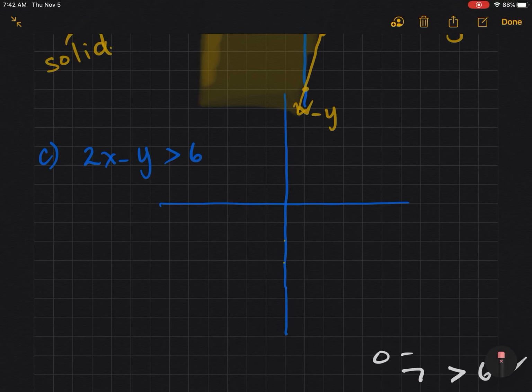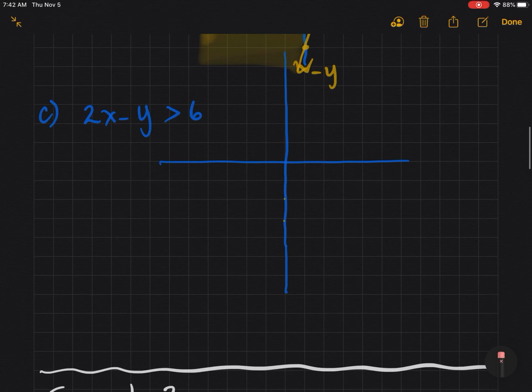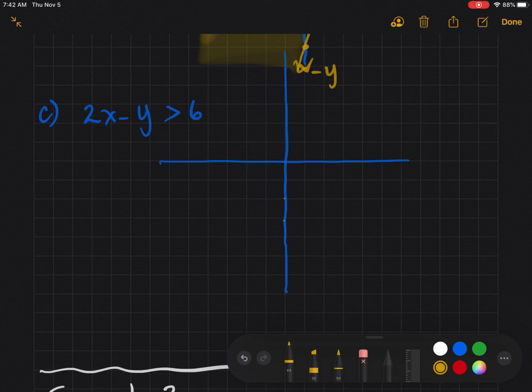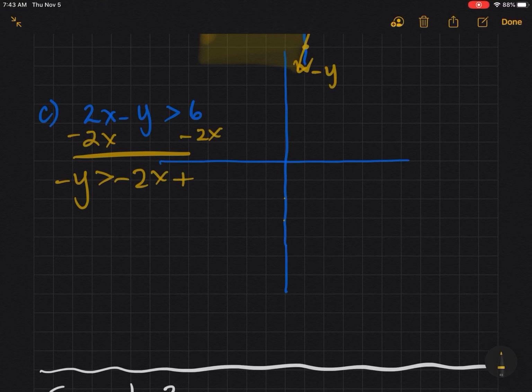Now, let me get rid of this stuff. I need to get y by itself. So I'm going to subtract 2x from both sides. And now I have negative y is greater than negative 2x plus 6, multiplied by negative 1. So now I have a positive y, but turn the inequality when you multiply or divide by a negative number.